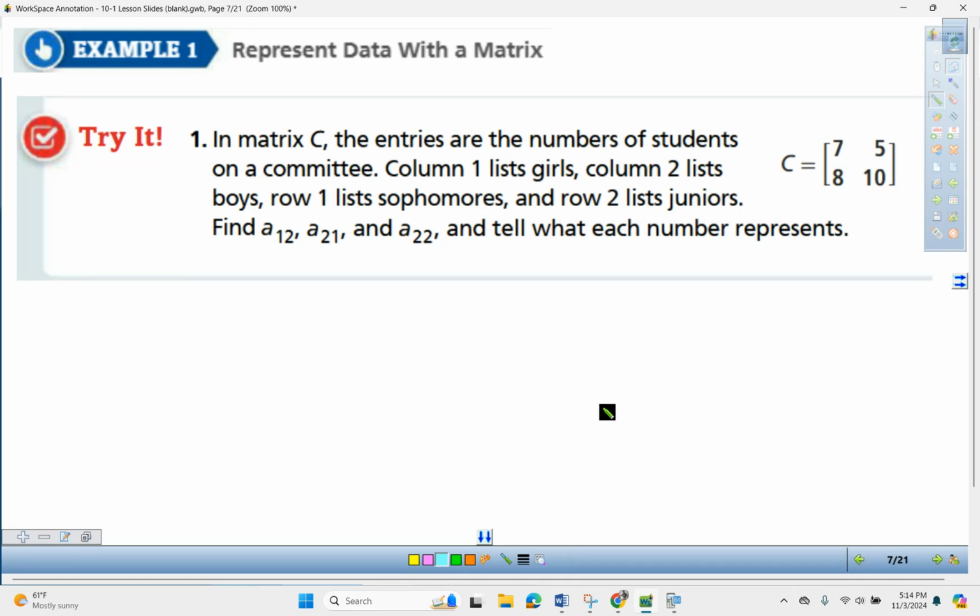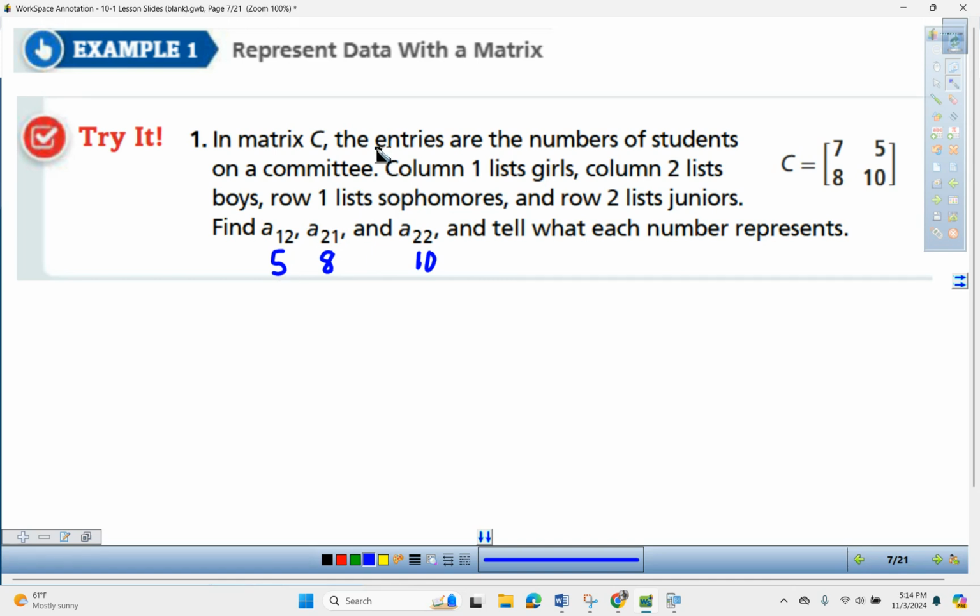Okay, let's hope that you did well with that. What would that be? All right, so row 1, second column, that would be 5. Second row, first column, that would be 8. And that would be 10. Tell what each number represents.